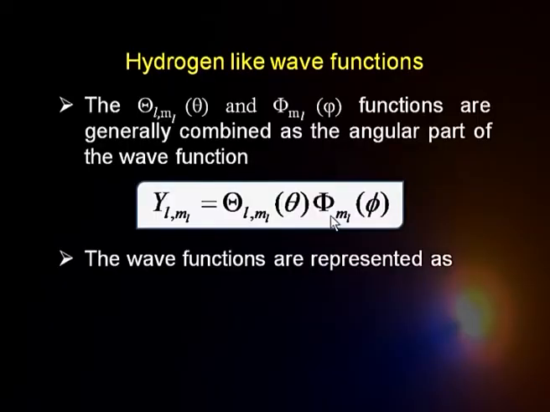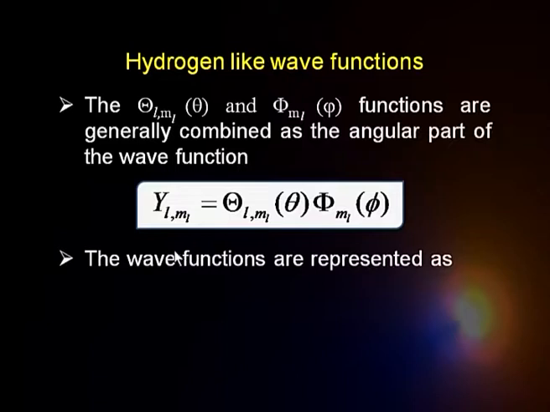Just before we come to the meaning of these wave functions, what typically is done is this. There are three components of the equation: the r equation, theta equation and phi equation. Out of these three, two parts, the theta part and phi part, are generally combined together to give us what is called the angular part of the wave function.